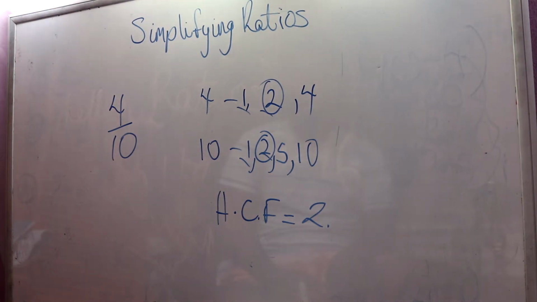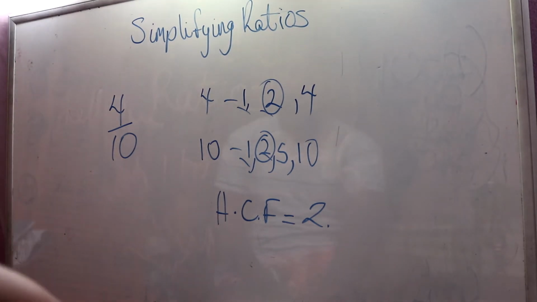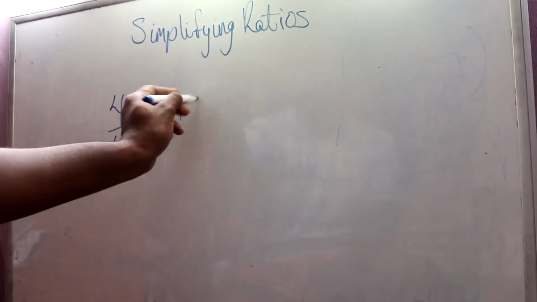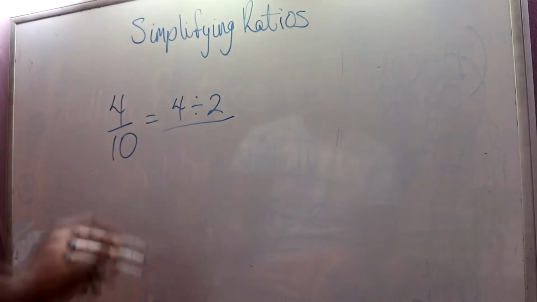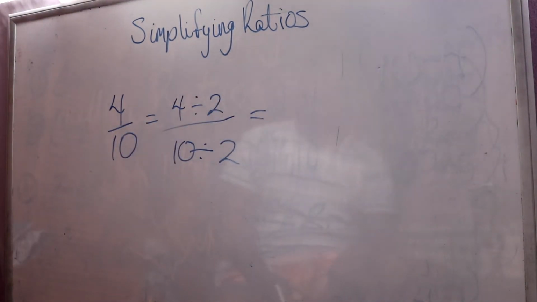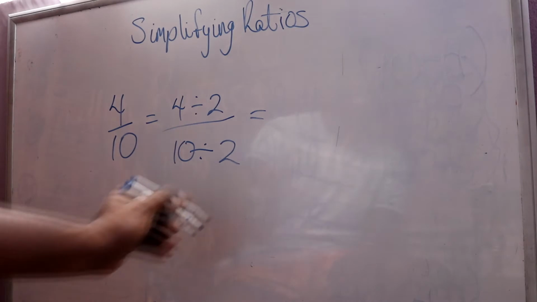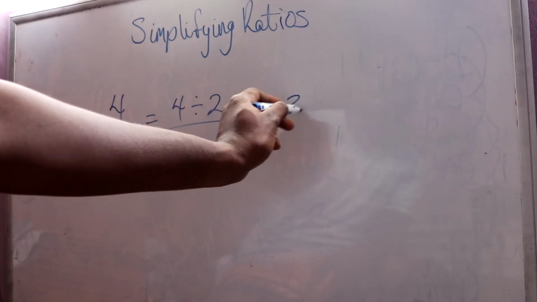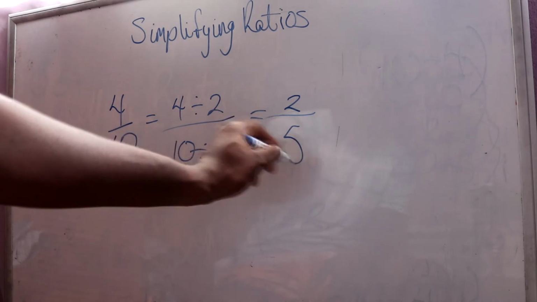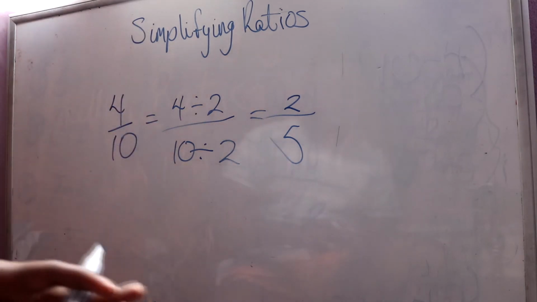Once you know what the highest common factor is, you divide both the numerator and the denominator by this 2. Our numerator by 2, and we're also going to divide our denominator by 2, and that will give us this in its lowest terms. 4 divided by 2 is 2, and 10 divided by 2 is 5. So simplifying 4 over 10 gives us 2 fifths, or 2 over 5. Now this is stuff that you already know.